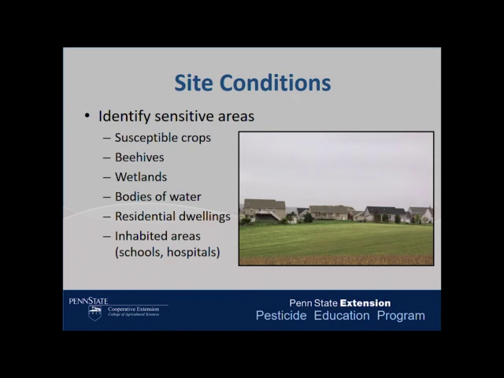Site conditions, always identify sensitive areas. This could be susceptible crops, beehives, wetlands, bodies of water, residential dwellings, or things like schools and hospitals. These are all sensitive areas. If you're making an application close to these, you need to be aware, am I taking the right steps to avoid that pesticide going on to these sites?